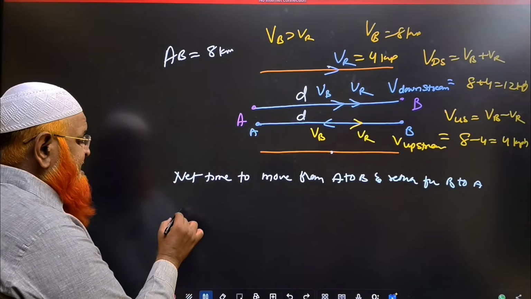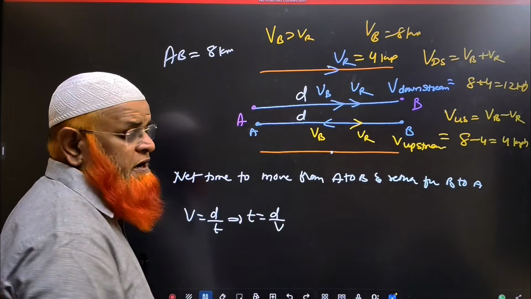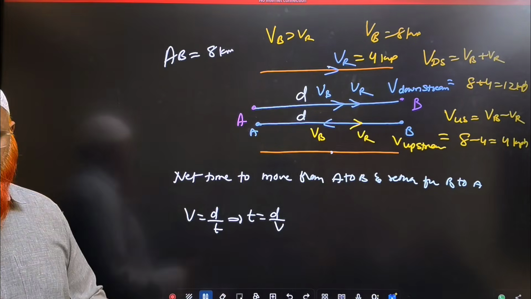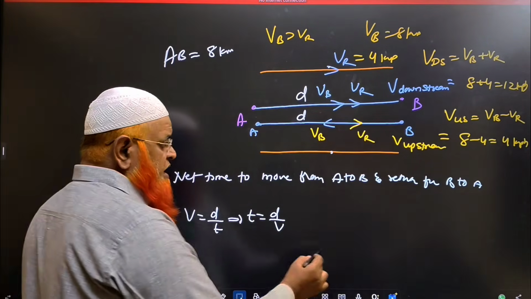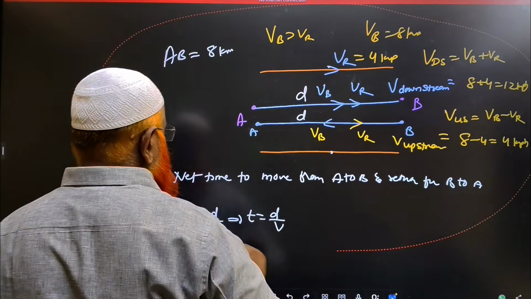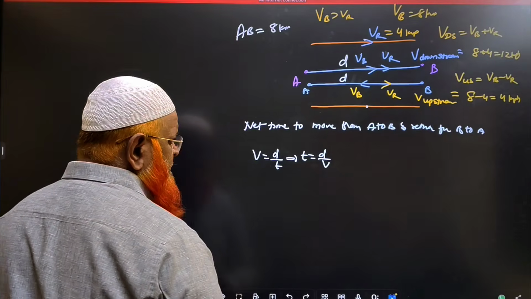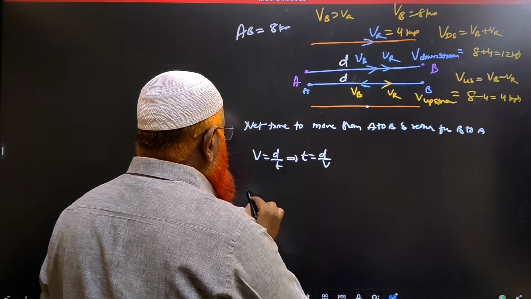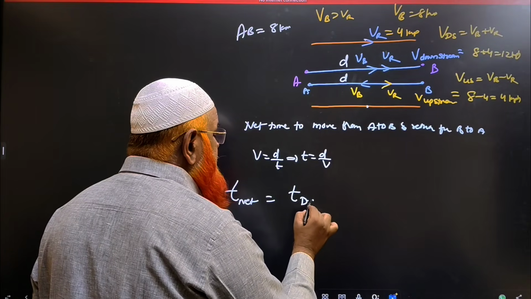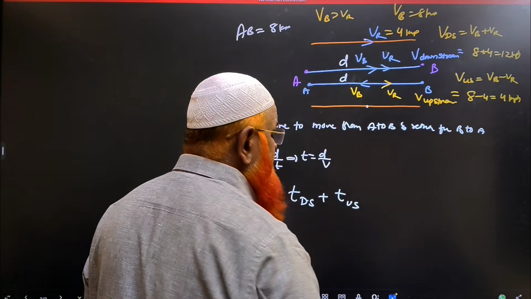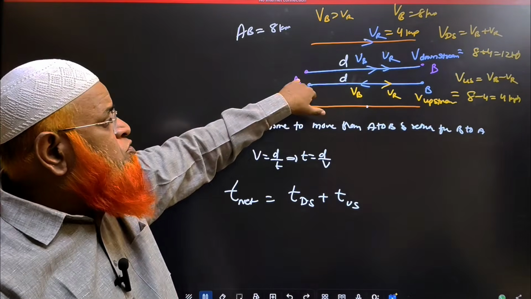You all know that speed is nothing but distance by time. This implies that time is nothing but distance by speed. Time, if you want to find out, it is distance by speed. Is it clear what I'm saying now? So here, I want the total time. So time net is nothing but time downstream plus time upstream. Time taken to move along the downstream and time taken to move along the upstream.